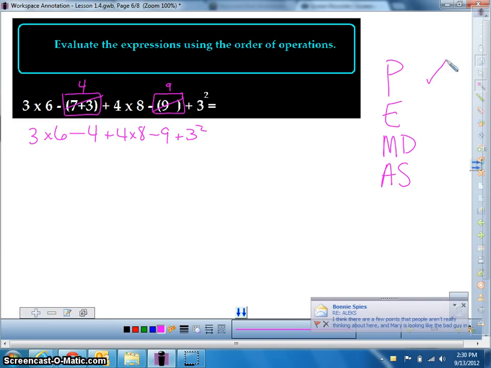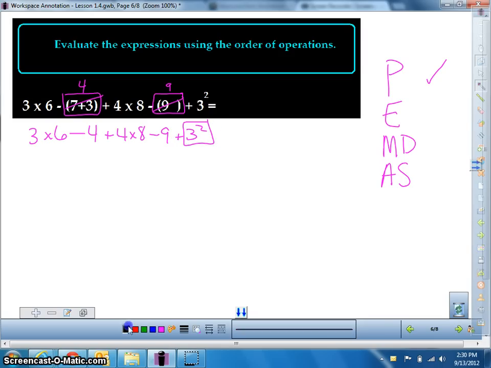Do I have any exponents? Yes, I do. I have that right there. I'm going to go ahead and replace that. 3 squared, remember that means 3 times 3. So I can replace it with a 9. And when I do that, I rewrite my problem and I have 3 times 6 minus 4 plus 4 times 8 minus 9 plus 9. All right, I'm all done with exponents. There's not any other exponents for me to simplify.